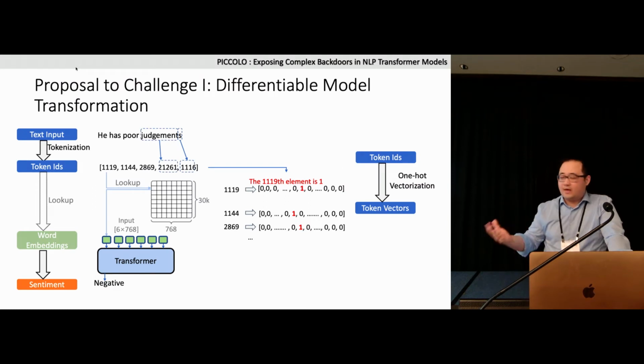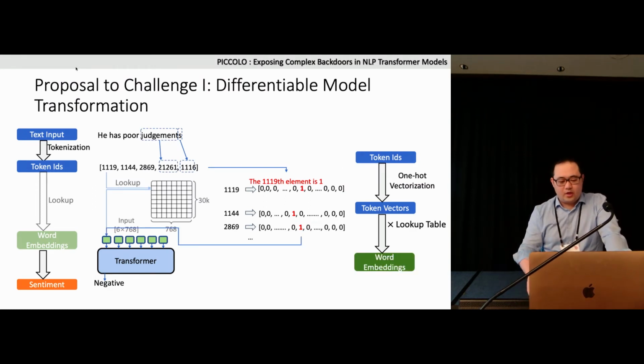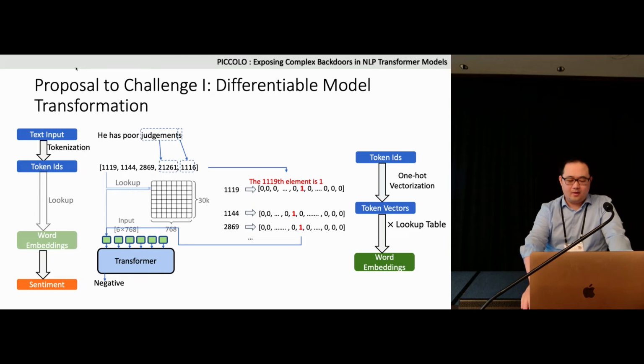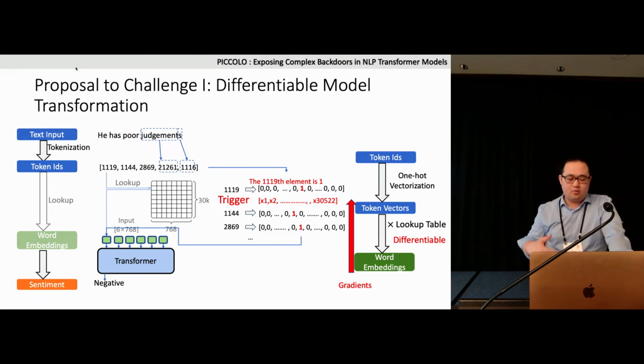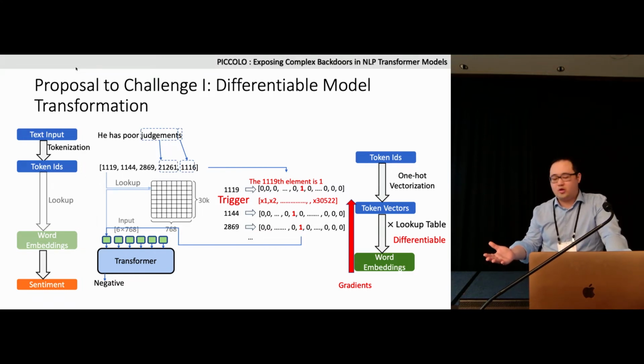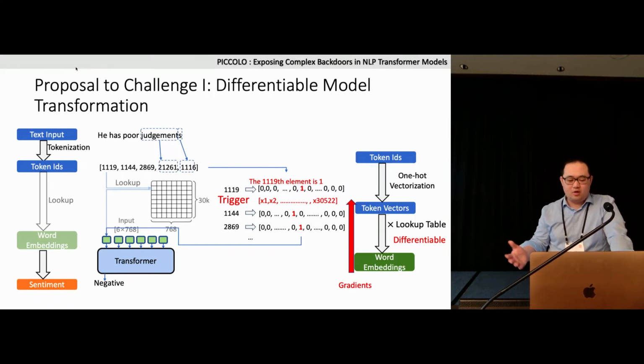So let's go back to our model transformation. After we have the one-hot token vectors, we can get the word embeddings by multiplying the token vectors with the lookup table. And we can feed the word embeddings to the transformer to follow the whole pipeline. And this operation is differentiable, and the gradients can backpropagate from the model output to the token vectors. And similarly to trigger inversion in CV, we can just inject a trigger vector at the token vector level to do the trigger inversion.